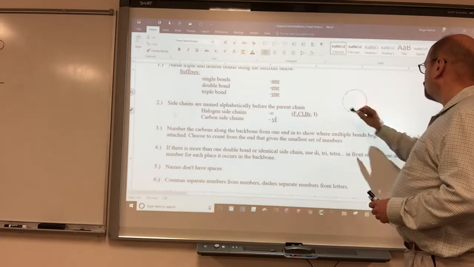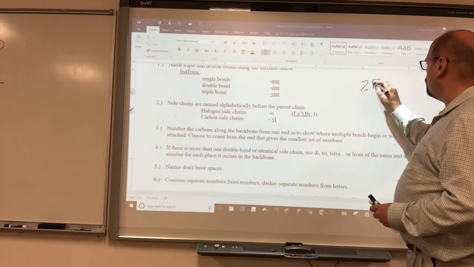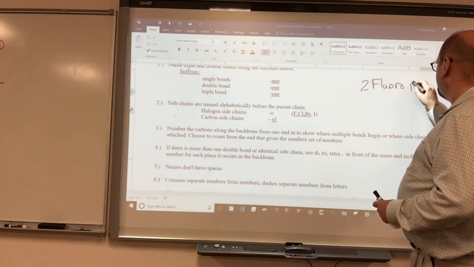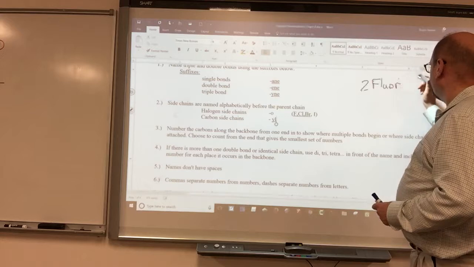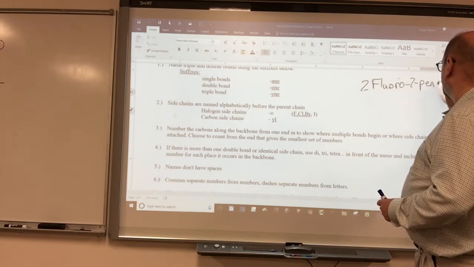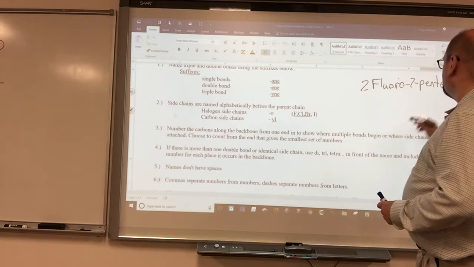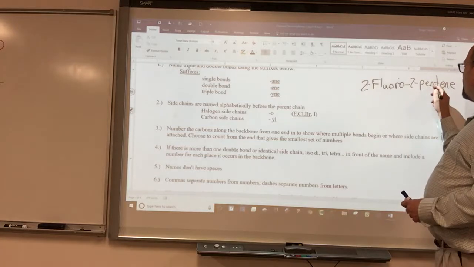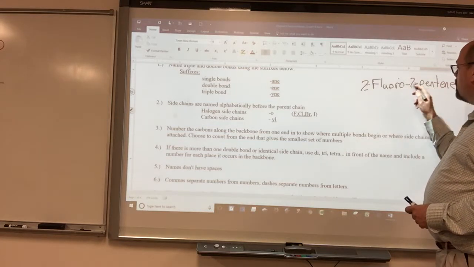Oh, actually, let's go from the other one. 2-fluoro-2-pentene. Okay, so what you've got is a fluorine at the second carbon, and you've got a double bond starting at the second carbon of pentene.